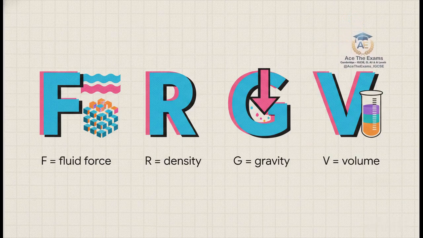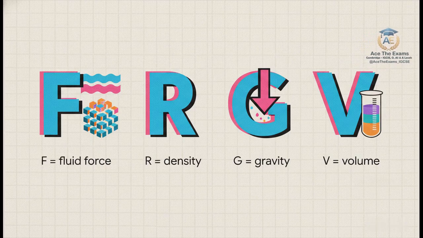F is for fluids, representing the fluid's buoyant force, or upthrust. Rho is for require, which ties perfectly to the Greek letter rho for the fluid's density. Gravity is g, and volume is V, specifically the volume of the fluid displaced. Lock that into your memory right now. Fluids require gravity and volume.